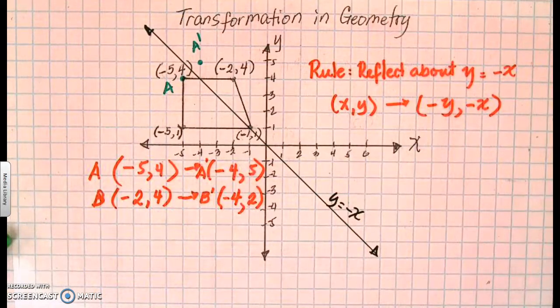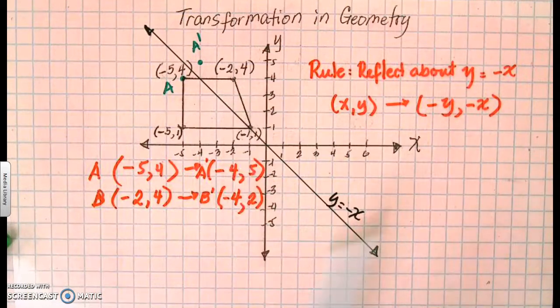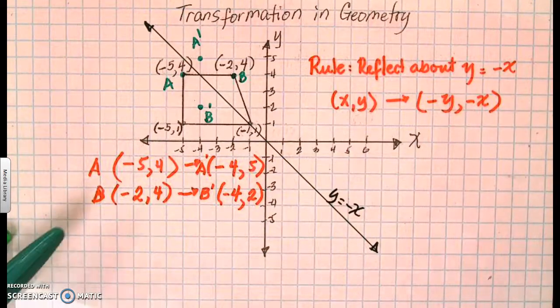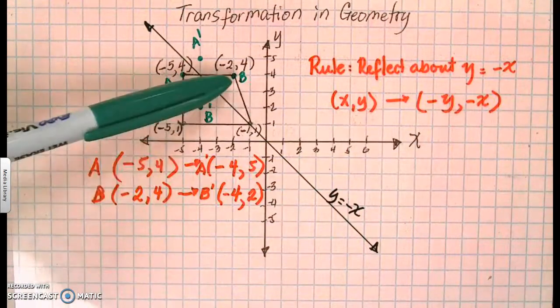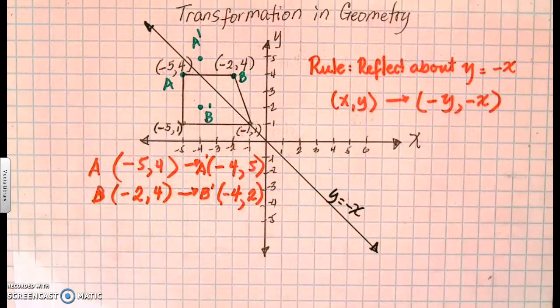For our next point B, which is negative 2, 4, following the formula, you flip your x and y, and you change their signs. Therefore, your 4 becomes a negative 4 and becomes your new x. Your old x, which is negative 2, becomes a positive 2, which is now your new y. So plotting our B and our B prime, our B is negative 2, 4. Our B prime is negative 4, 2.